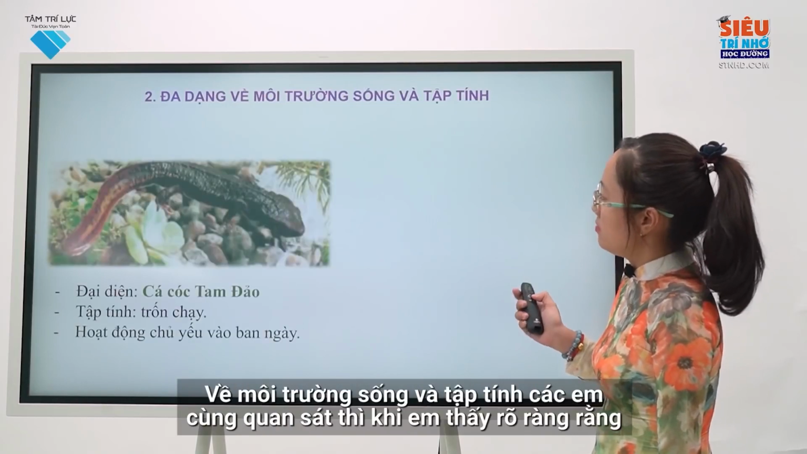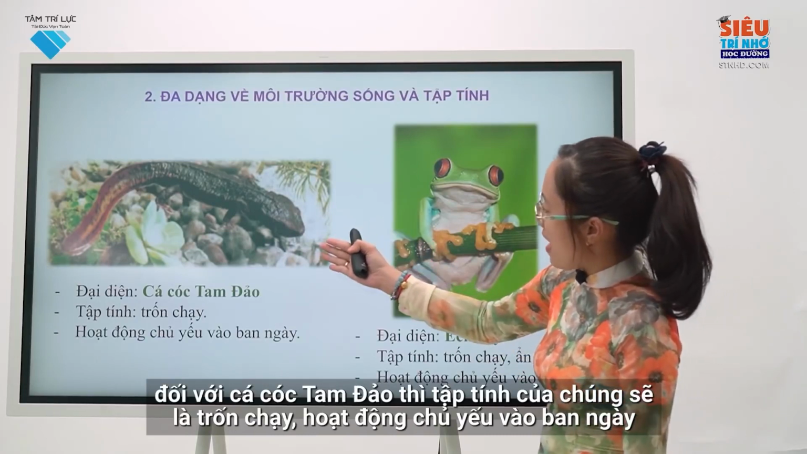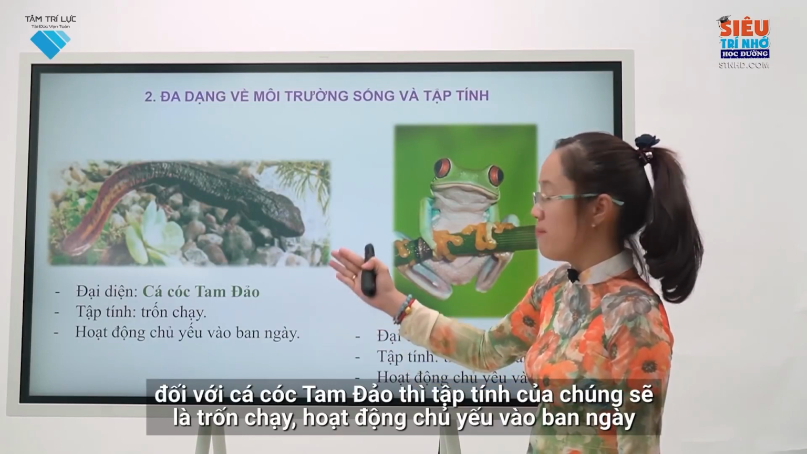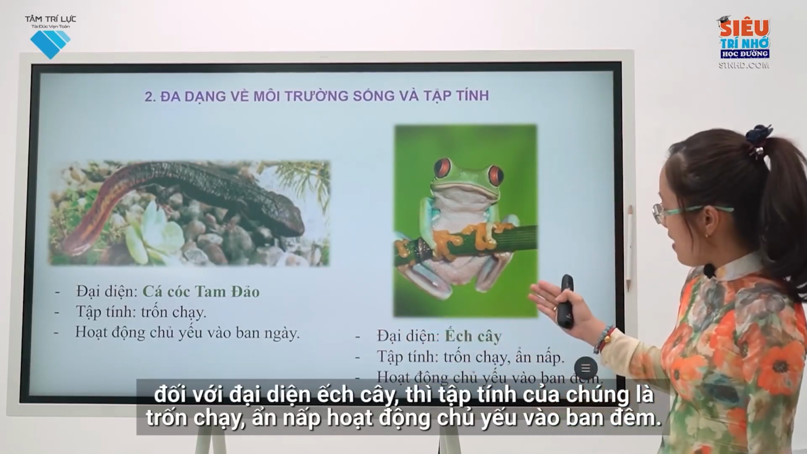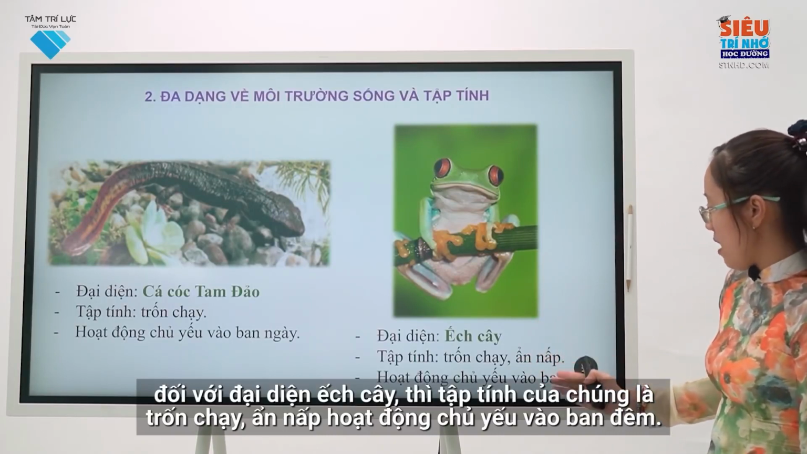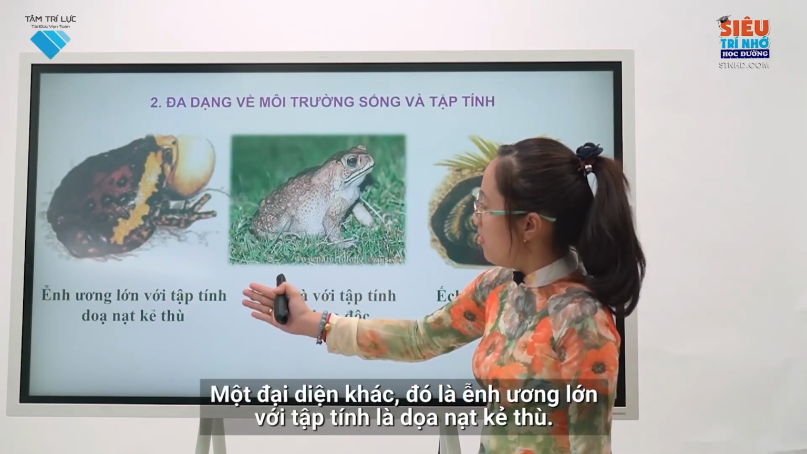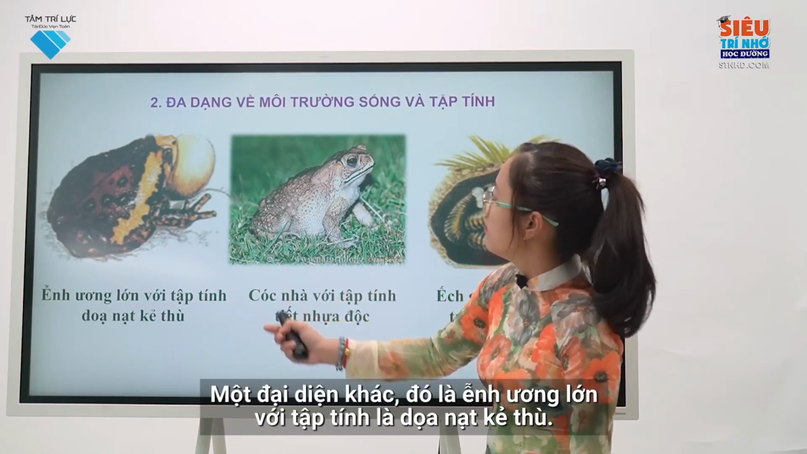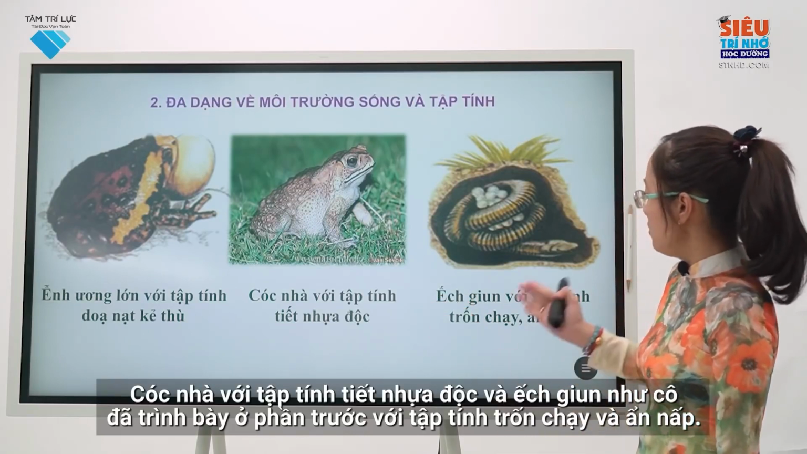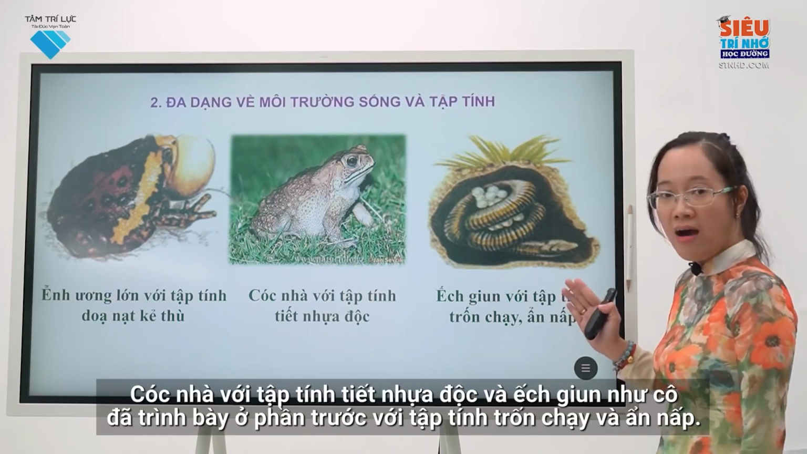Regarding the habitat and behavior you observed, the Tam Dao salamander's behavior is to run away, operating mainly during the day. For tree frogs, their behavior is running, hiding, and being active mainly at night. Another representative is the large banded bullfrog, whose behavior is intimidating the enemy. The house toad has poisonous secretions, and the Ichthyophis glutinosus, as I described in the previous part, runs away and hides.